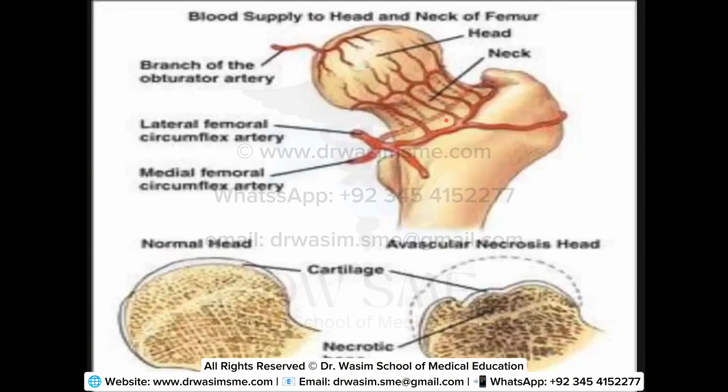This is the diagram showing the anastomosis between the lateral circumflex and the medial circumflex arteries. As a consequence of a fracture of the neck of the femur, the blood supply is not going to reach the head. And as a consequence, the head will start to degenerate. That is known as avascular necrosis of the head of the femur.